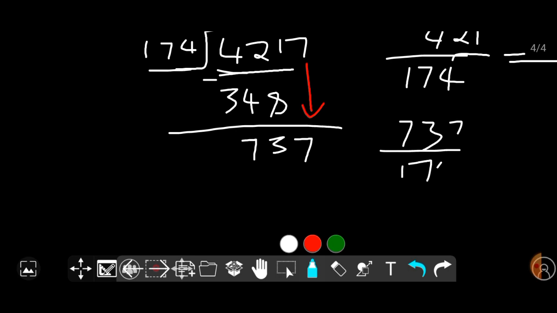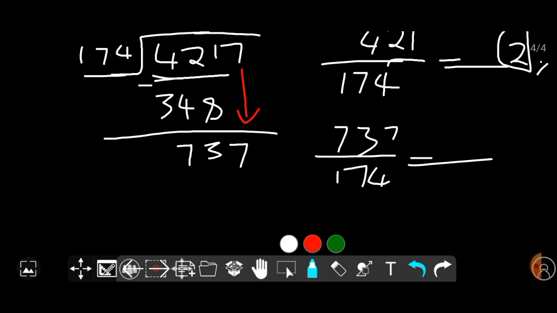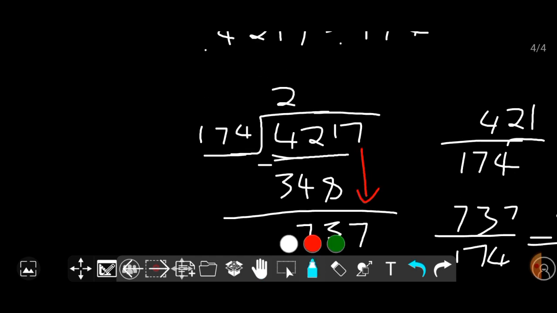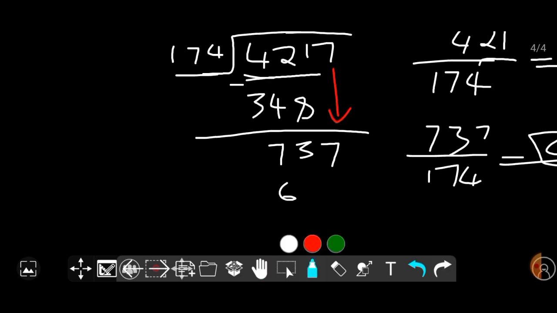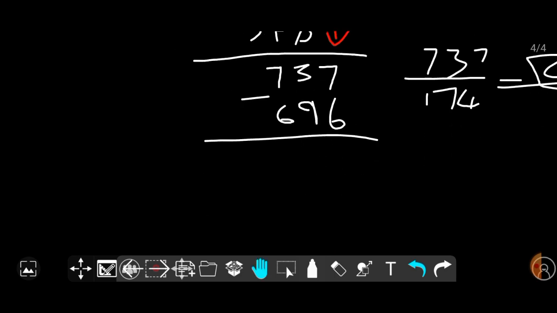Then I divide by 174. 737 divided by 174, I get the value of 4 something. I write this 4 over there. The number must multiply with the number outside. So I say 4 multiplied by 174, and then it gives me 696. The numbers must subtract each other. 737 minus 696, and then it gives you 41.